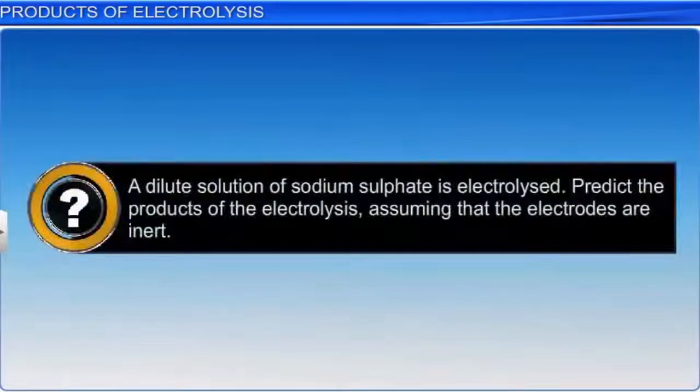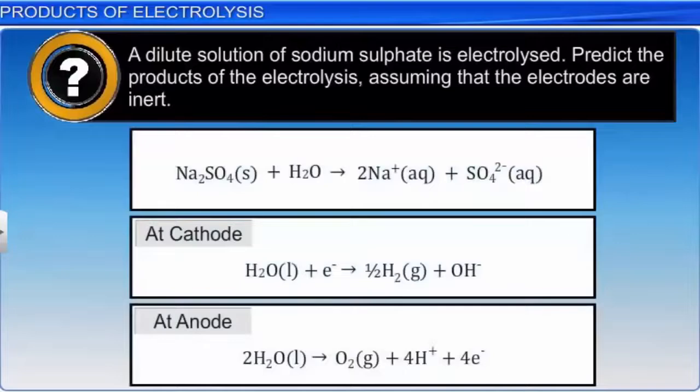Here's another problem. Try to answer it on your own first. A dilute solution of sodium sulfate is electrolyzed. Predict the products of the electrolysis, assuming that the electrodes are inert. We use the same basic strategy as the previous problem.